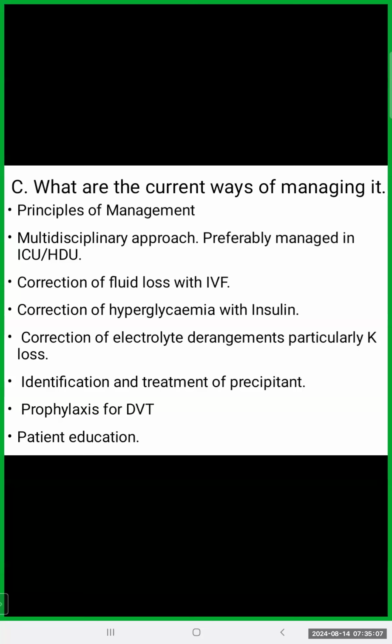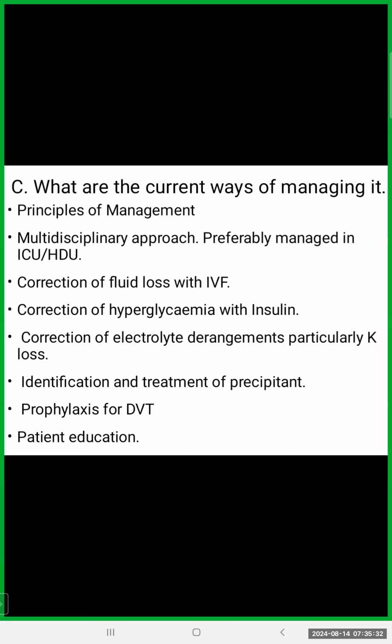So the principles of management: usually managing patients with diabetic ketoacidosis is multidisciplinary, and these patients are preferred to be managed in the intensive care unit or the high dependency unit. The principles will include correction of the fluid losses because they are really dehydrated, then correction of the hyperglycemia with insulin.